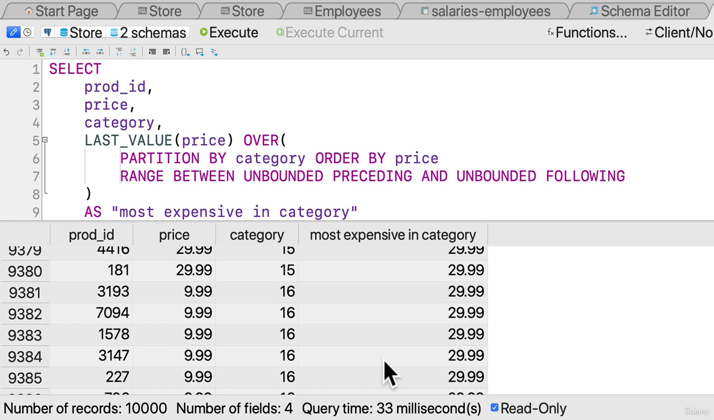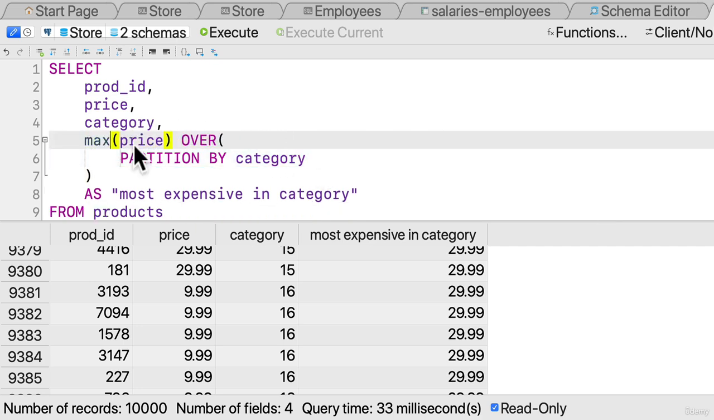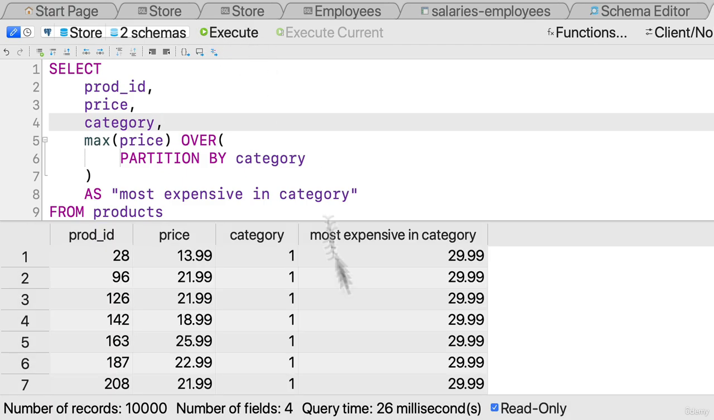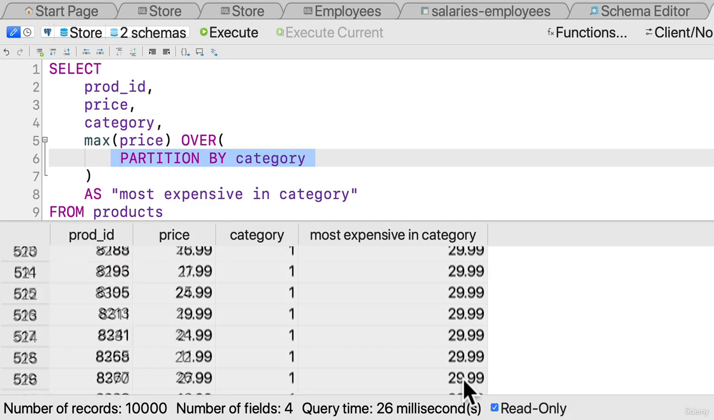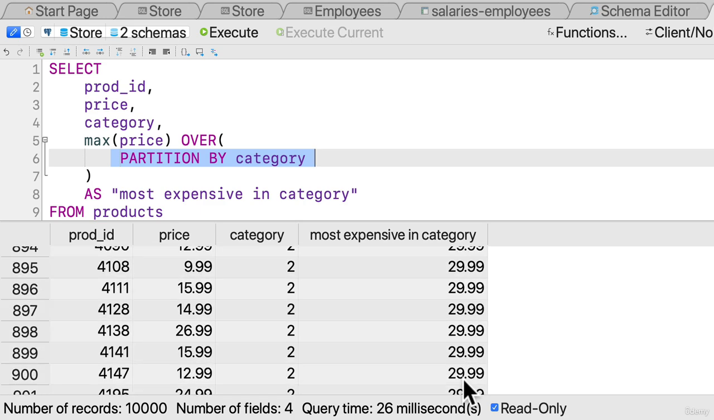But just like with first value, is this the most efficient way to do it? No, we had to write so much code just to get this done. So maybe we could do something like max. And if we run max, we're still going to get the same value because we're still running it against a partition by category. So there are more efficient and less efficient ways, but whatever way works for you to get the right answer.